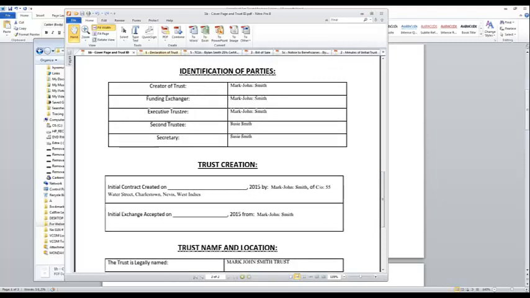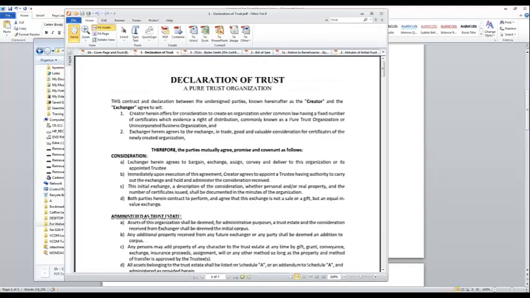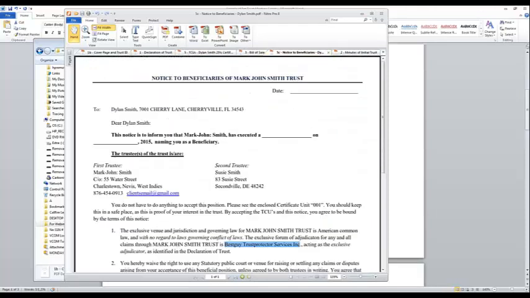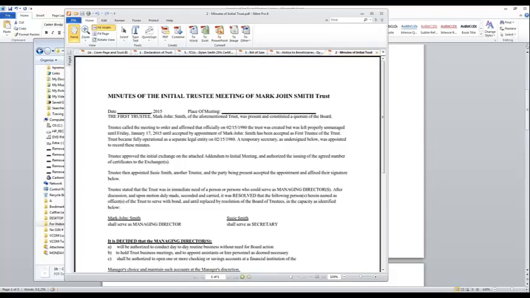There's going to be different templates for different declarations of trust, for different purposes: land trusts for real estate, business trusts for running businesses through. There's different kinds: holding trusts for holding large amounts of assets in the common law, gold and silver, etc. There's lots of things that you can do. Once you learn the trust game, you can do a lot of really cool stuff.